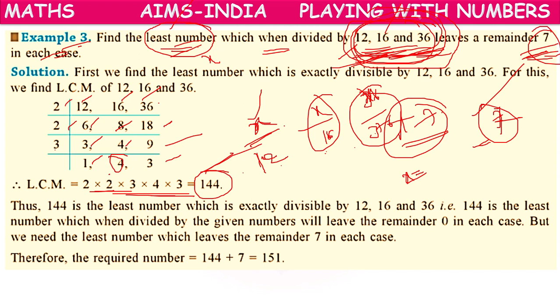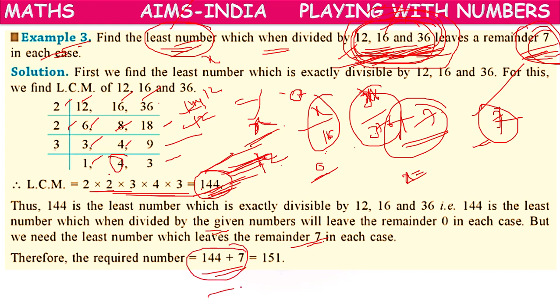But we need a number which leaves a remainder 7. If we consider 144, remainder will be 0, because 144 by 12, 12 times, complete calculation, remainder will be 0. So this 144 is not our answer, because if the number is 144, then when divided by 12, 16, 36, remainder will be 0. But we need remainder 7. So to the least number we have got, we have to add 7. Then if divided by 12 or 16 or 36, the remainder will be 7. So 151 is our correct answer.